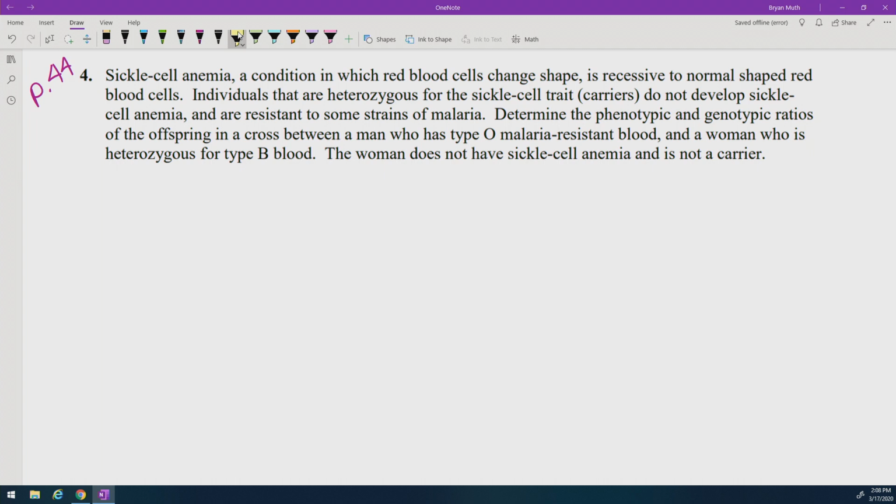Okay, let's do number 4 on page 44. Sickle cell anemia is a condition in which red blood cells change shape. It is recessive to normal shaped red blood cells. So let's start there with our legend. Normal is dominant to sickle cell.